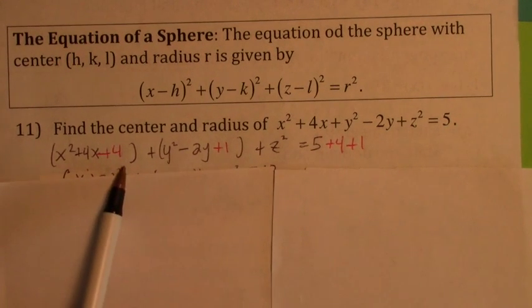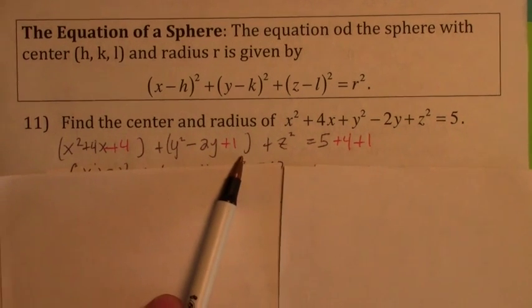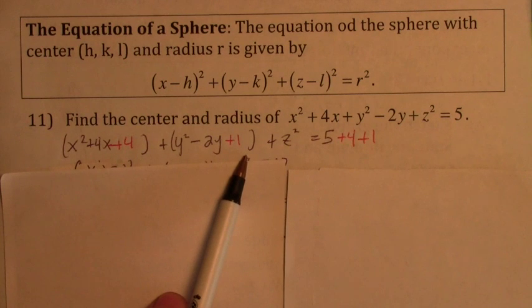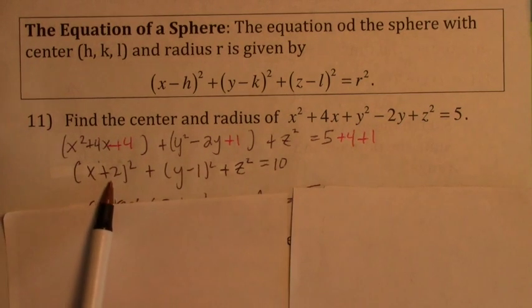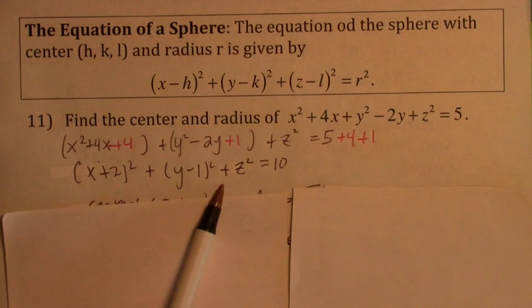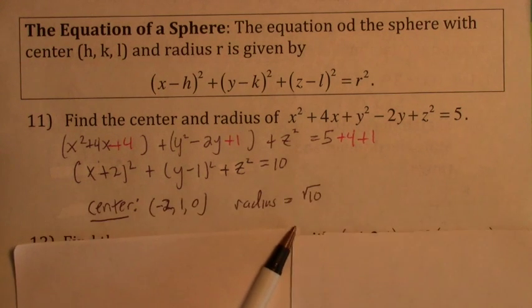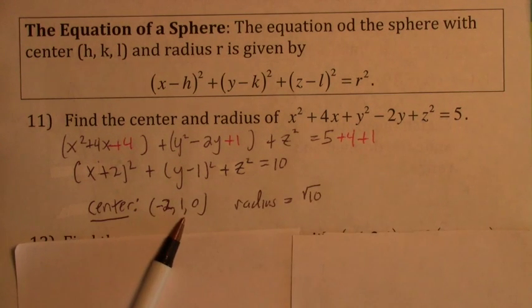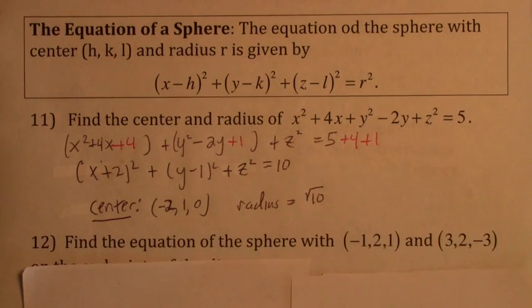You just have to add 4 to both sides for the x's, 1 to both sides for the y's, and then on the left side, you get x plus 2 squared plus y minus 1 squared plus z squared equals 10. So that would mean the center is negative 2, 1, 0. The radius is square root of 10.